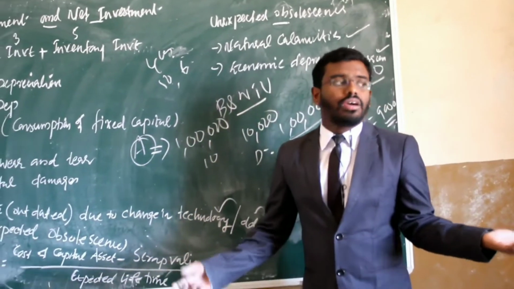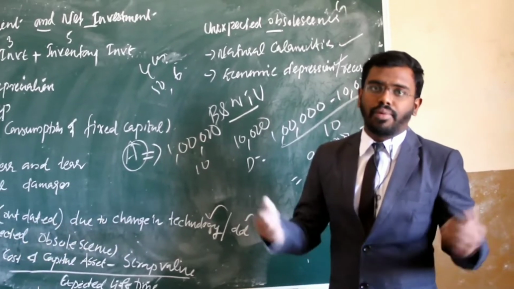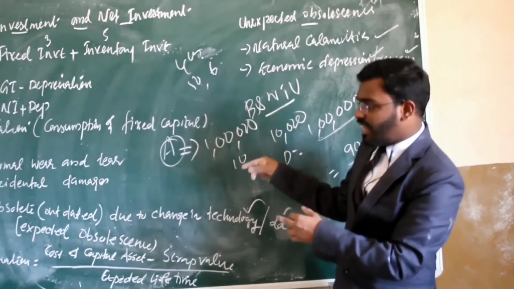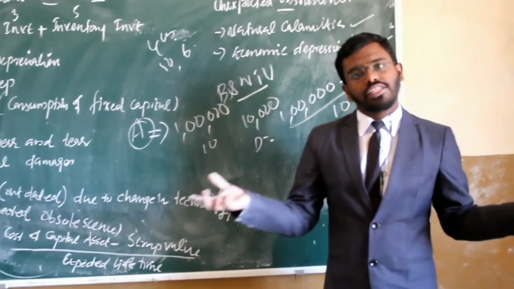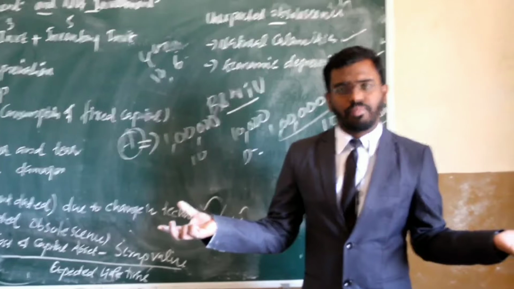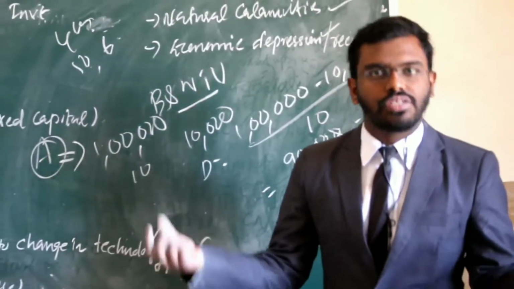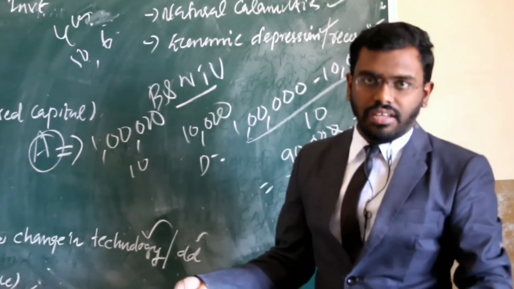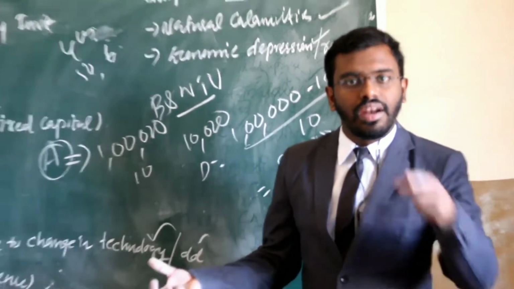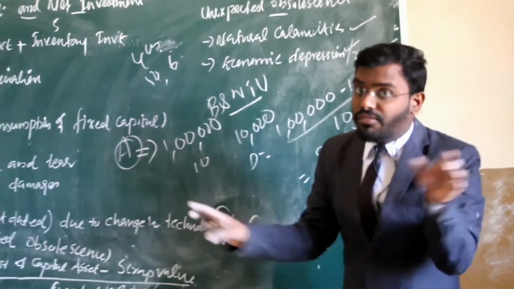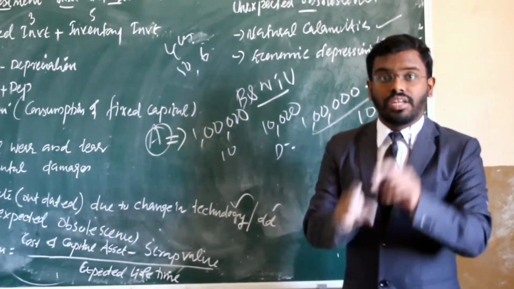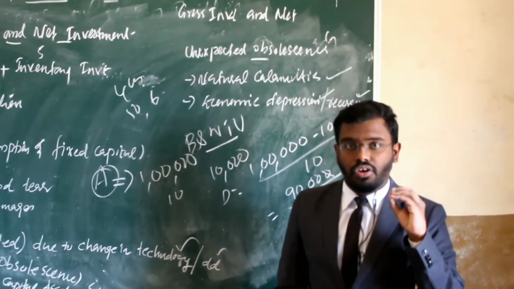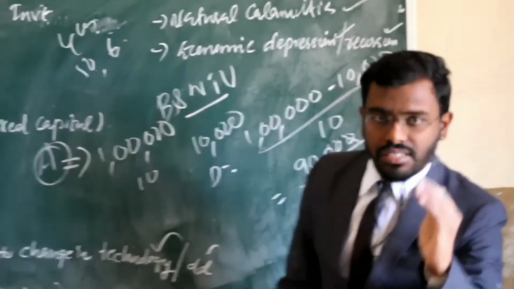And as a result of this, what happened? A lot of machinery became damaged. So when we sell this machinery in the market again, we will not get the price of that machinery. Only 10,000 rupees or 20,000 rupees we will get. So that means the value of that asset is decreased. What is the reason? Natural calamity. So here it will not be treated as depreciation. It is treated as unexpected obsolescence.